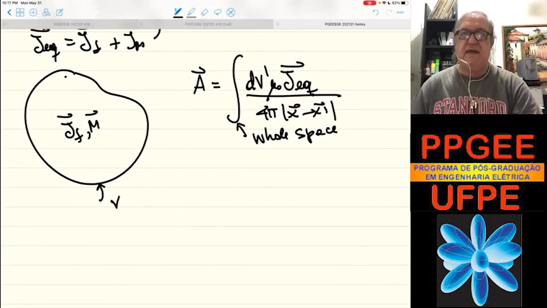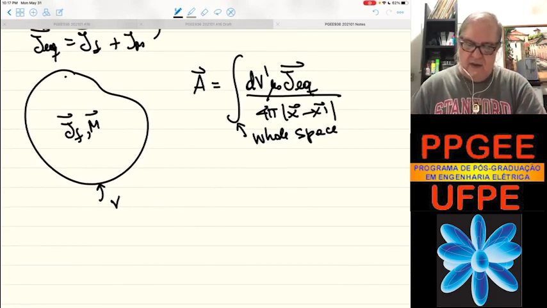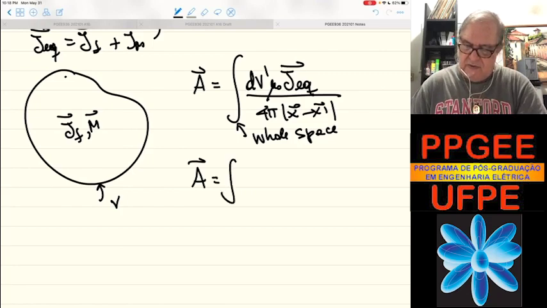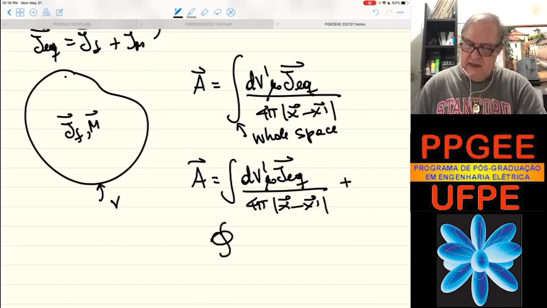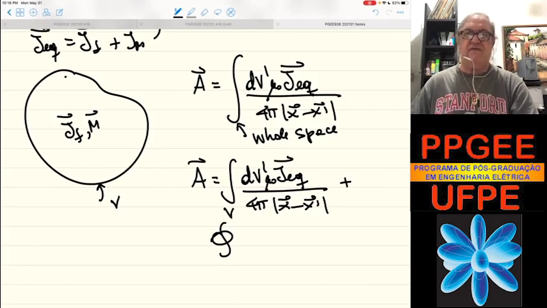Alternatively, you can do the integration over the volume only, because outside the free current is 0. On the volume, then you're going to use A equals the integral of the equivalent current, mu 0 over 4 pi, over x minus x prime, plus the surface term. So here the integral is only over the volume.